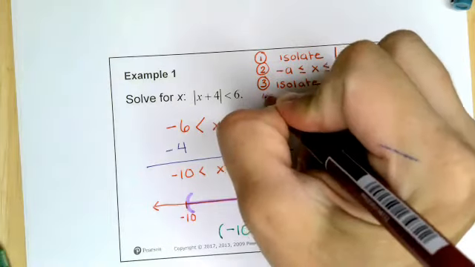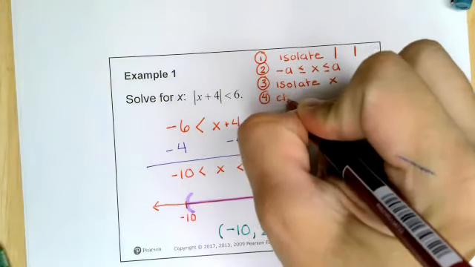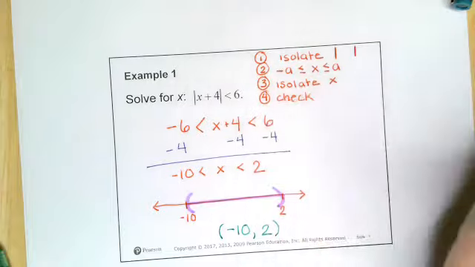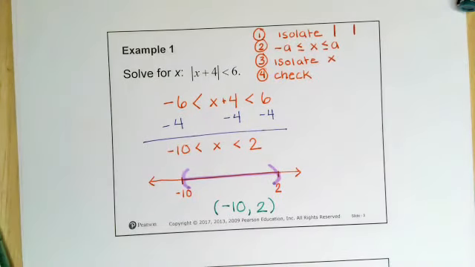Your fourth step can be check. Check one of the numbers in your solution set, okay? Or test it.